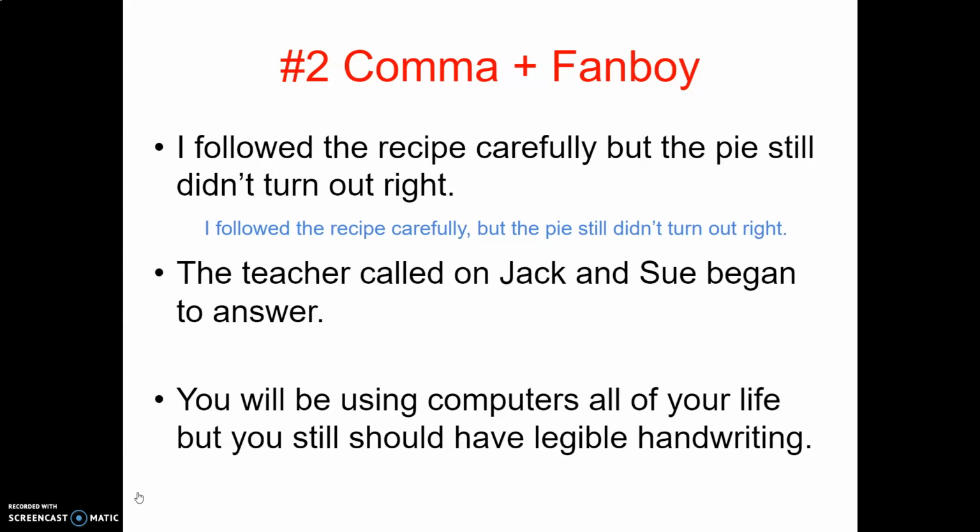Okay, the second sentence is important for us to put in that comma for sure, not only because they're two independent clauses, but otherwise we're going to misread the sentence. The teacher called on Jack and Sue, it sounds like. The teacher called on Jack and Sue and then began to answer. We would have to reread that to understand. So to make it clear, and because they're both complete ideas, we're going to put one after Jack. The teacher called on Jack, complete idea, comma, fanboy, Sue began to answer, also a complete idea.